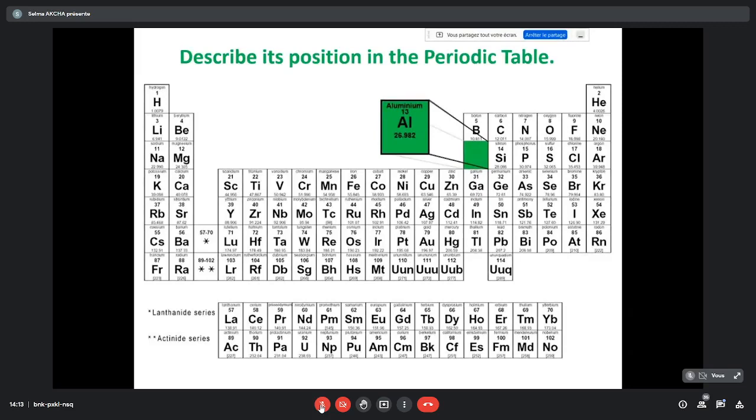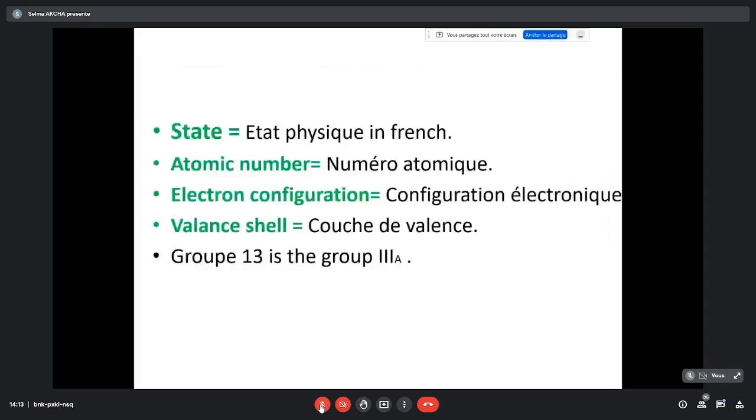In the case of aluminium, we have very interesting properties because it is a metal and it is light at the same time. Il a des propriétés très intéressantes. C'est un métal et il est très léger. Okay? Last question.